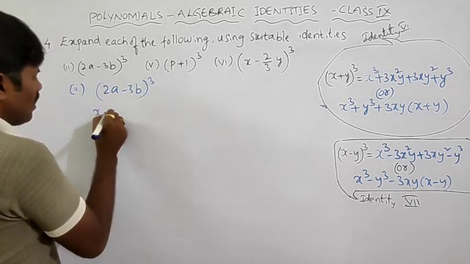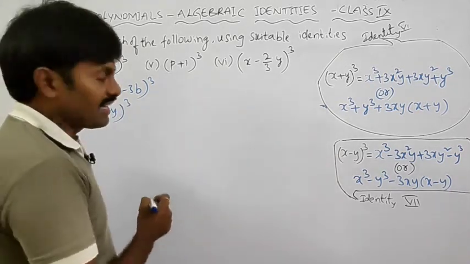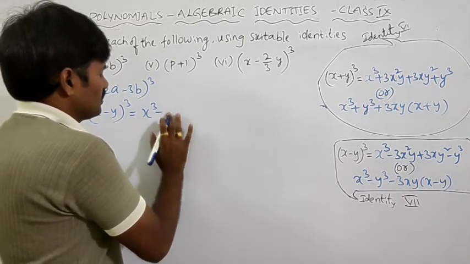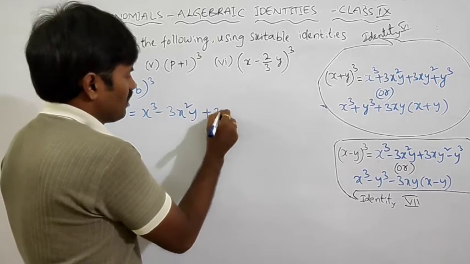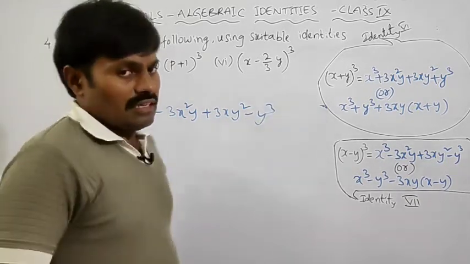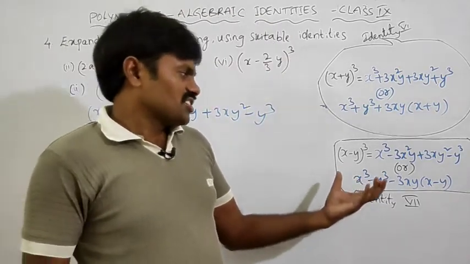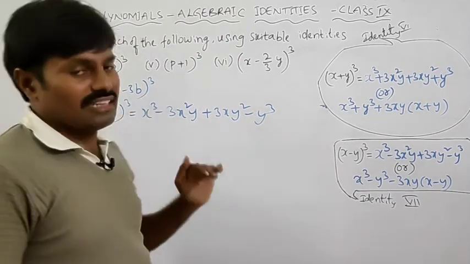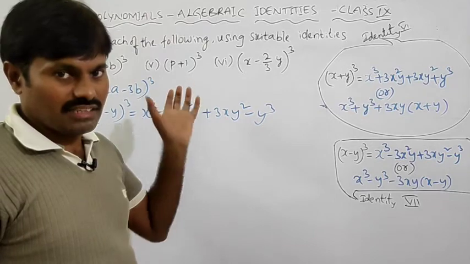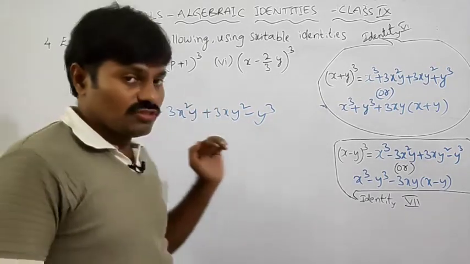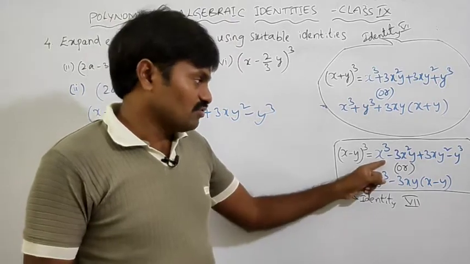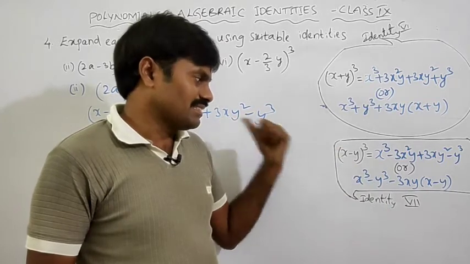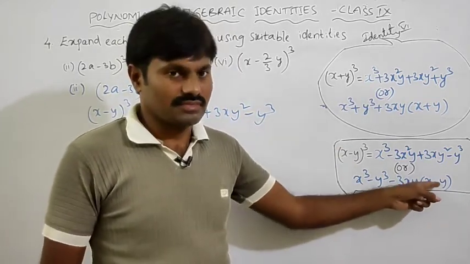What is the identity 7 formula? Identity 7 is x minus y whole cube is equal to x cube minus 3x square y plus 3x y square minus y cube. My dear students, whenever you want to expand, they have given the expansion of the algebraic expression. In this case, we have to use the first formula only. It is better, because if you apply the second formula to expand it, again there is some calculation part.